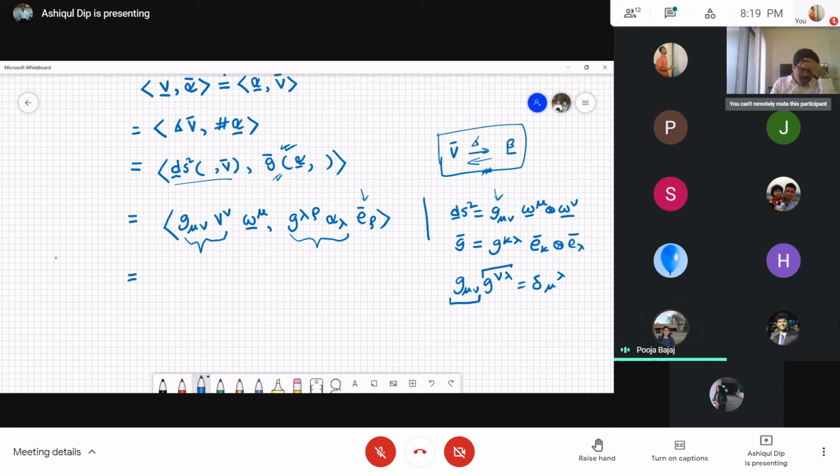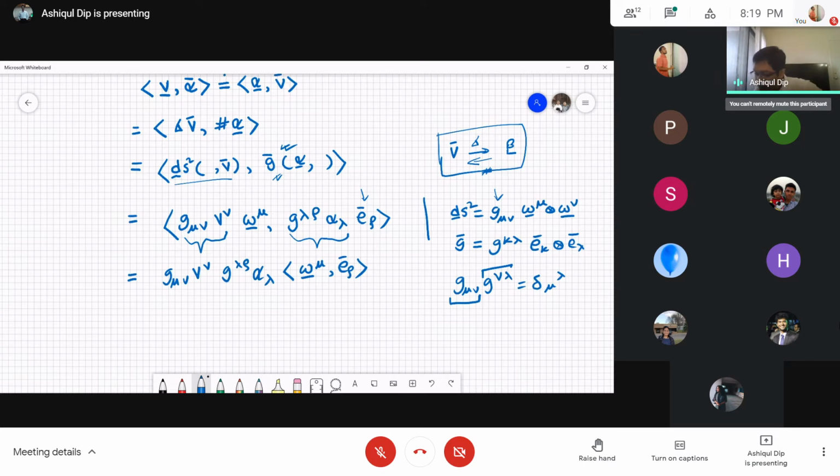Okay. So this curly brace part, these are just numbers, so we can pull them out of this piercing process. It'll give you G mu nu V nu, then G lambda rho, alpha lambda, and then omega mu E rho, like that. So what would this piercing be? Can you tell me, Prashanto, what's the result of this thing? Kronecker delta mu rho. It's a Kronecker delta mu rho. Okay, great.